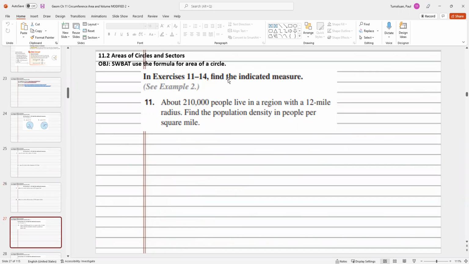All right, and then find the indicated measure. Ooh, this is the population density. So about 210,000 people live in a region with a 12-mile radius. So we have this circle here. The radius is 12. So from the center to the edge of the circle, that's 12 miles. So it's a 12-mile radius. So we want to find the area of that circle first.